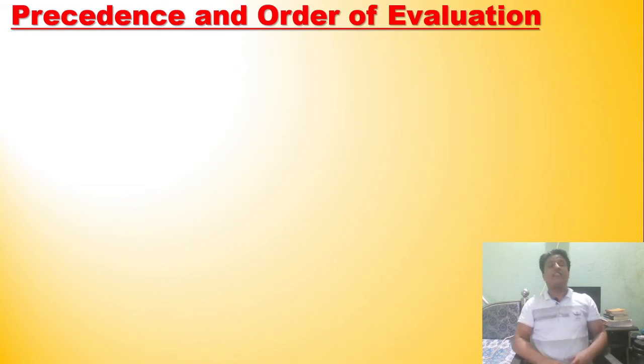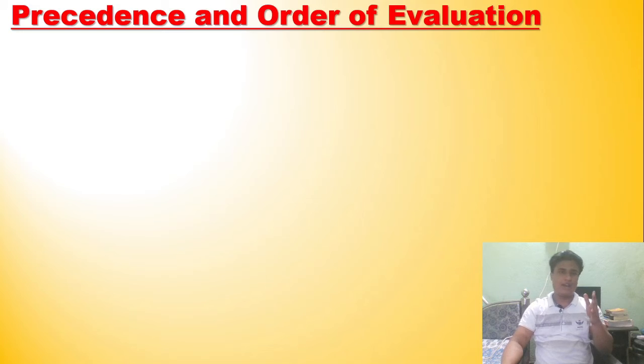Now precedence and order of evaluation. What I have explained about precedence and associativity, there will be one table on the screen. Follow this table and try to remember it. I will be using it in my entire C programming course, because it contains all the operators, some of which I haven't explained yet, which will be used in further lectures. So please try to remember this.